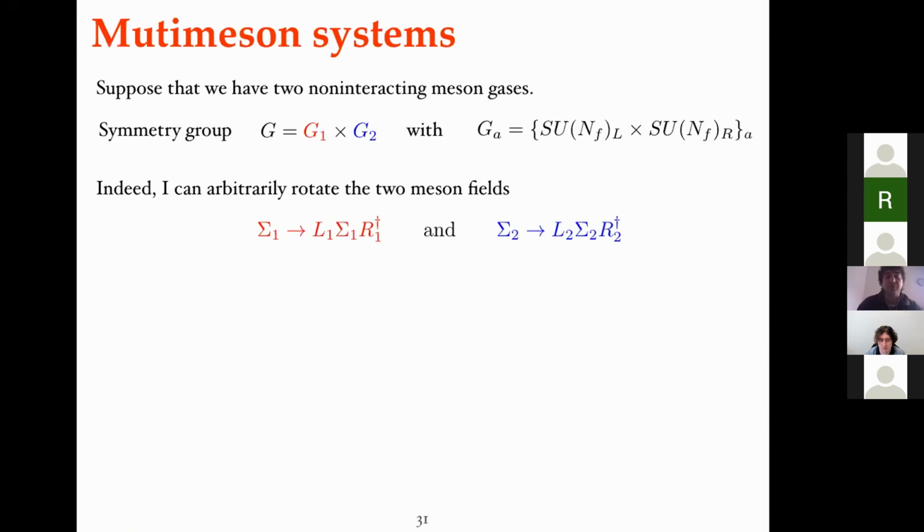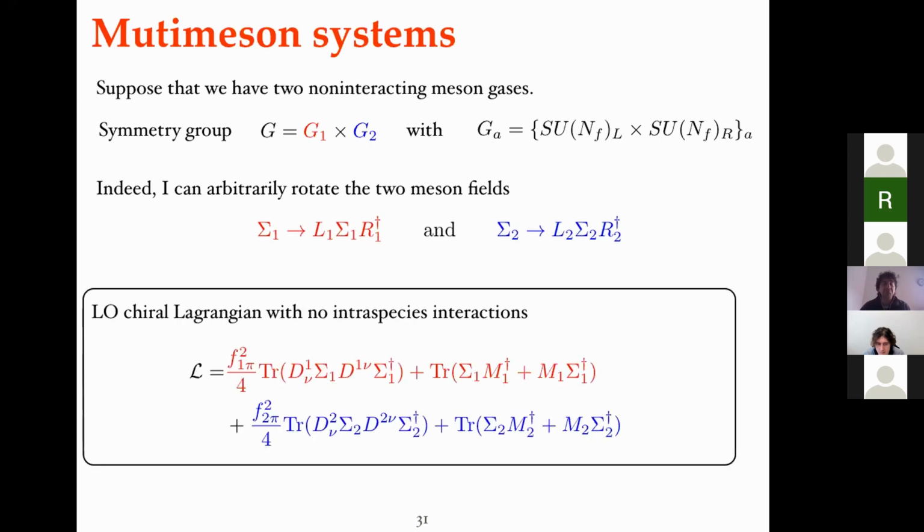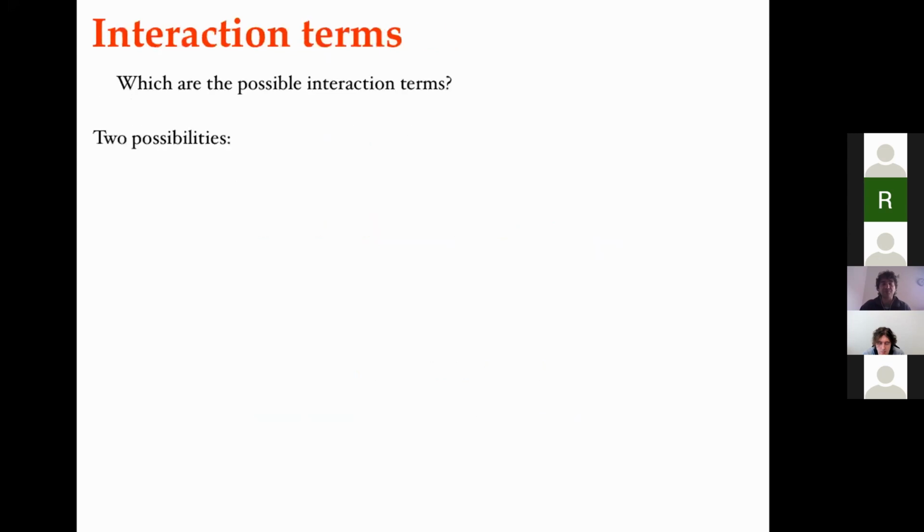So how to describe a multi-meson system? We certainly have to have a symmetry group which is simply G1 times G2, where these are two identical copies of SU(N_F) times SU(N_F). In principle, if they are not interacting, I can arbitrarily rotate the two fields that describe the mesons in one group and the mesons in the other. So the most general leading order Lagrangian that I can write for an interacting system is this one.